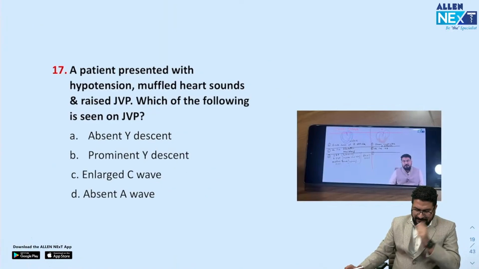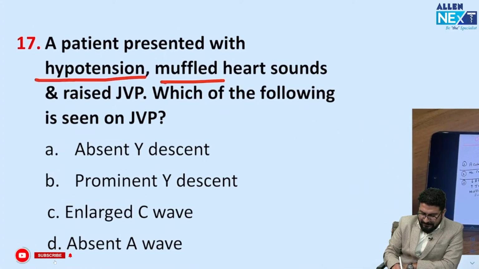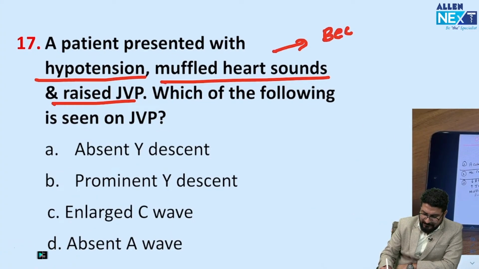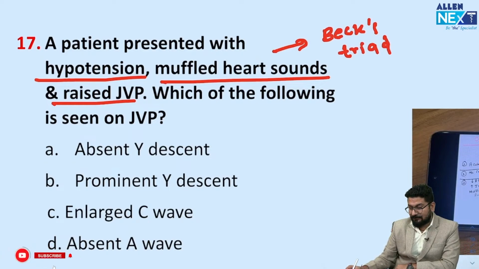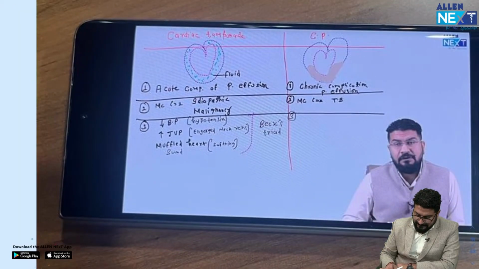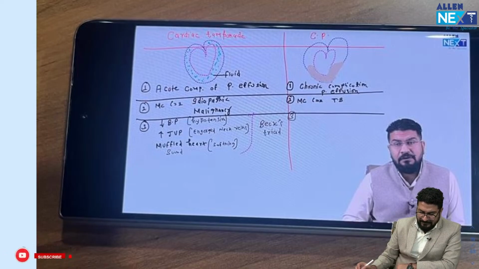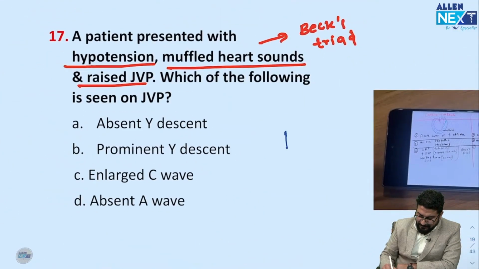Coming to the next, a patient presents with hypotension, muffled heart sound, and raised JVP. So you can see this is what we call Beck's triad. This is a topic which is an FMGE exam favorite, and it's been coming for the past 3 years. So you can notice this is the classical feature of Beck's triad: decreased BP, hypotension, increased JVP, muffled heart sound.